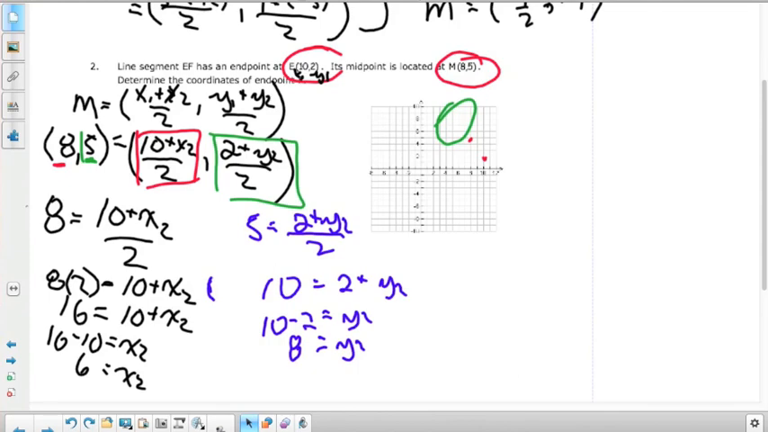So therefore, the other endpoint is 6, 8. If I actually plot it, it'll look like it's somewhere over here, and that looks about right. Okay? So that's how you could go the other way, finding the other endpoint if you're given an endpoint and the midpoint.